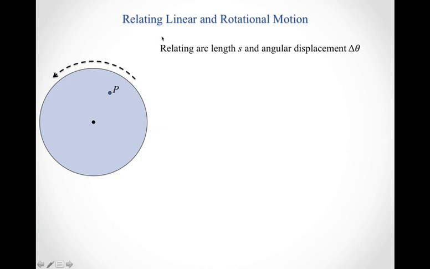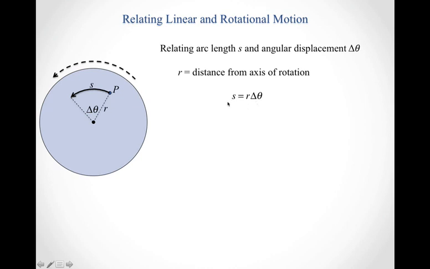The first thing we're going to do is relate the arc length S and the angular displacement delta theta. The arc length is just the distance along the circle that point P moves as the wheel rotates through some angle. If little r is our distance from the axis of rotation, which is not the radius of the wheel, but just the distance from the center of the wheel to where point P is, then the arc length relates to the angle the wheel has rotated through by S equals r times the angular displacement.